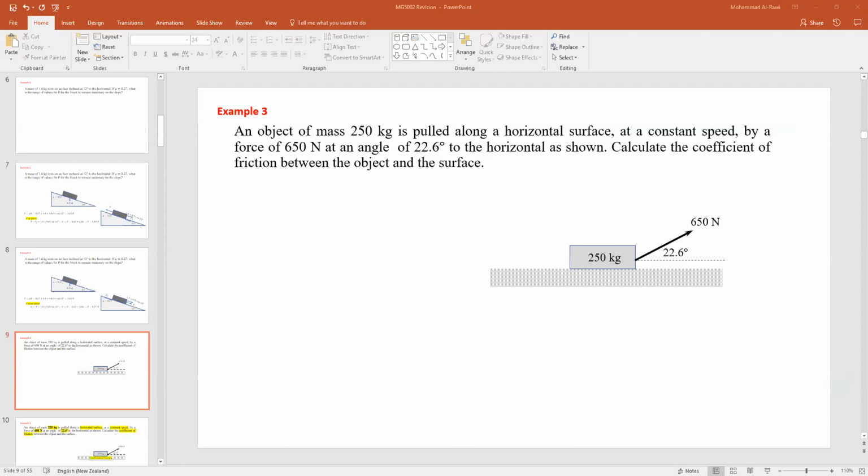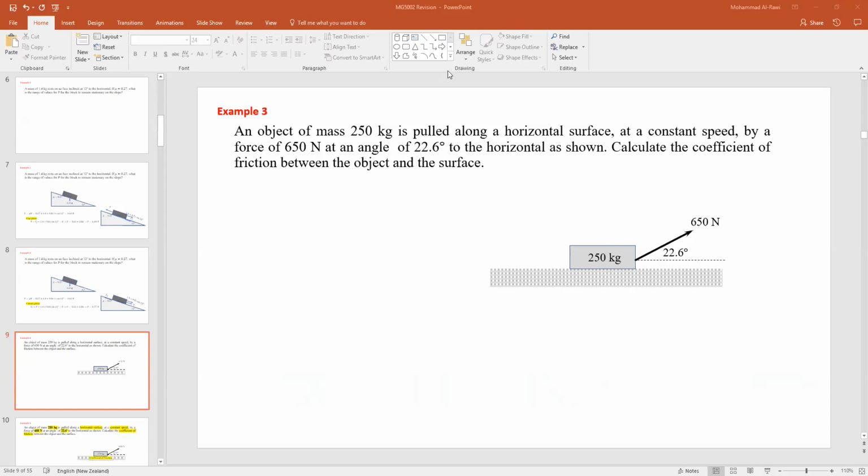So for example, we got this question. An object of mass 250 kg is pulled along a horizontal surface at a constant speed by a force of 650 newtons at an angle of 22.6 degrees to the horizontal, as shown in this figure. Calculate the coefficient of friction between the object and the surface. So the mu value between the object and the surface.